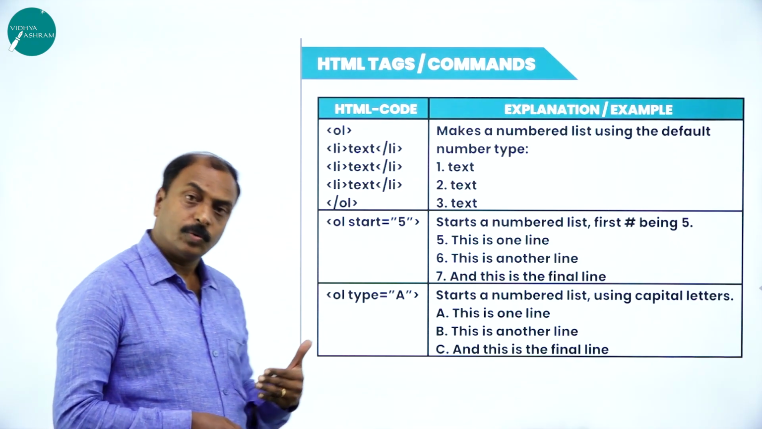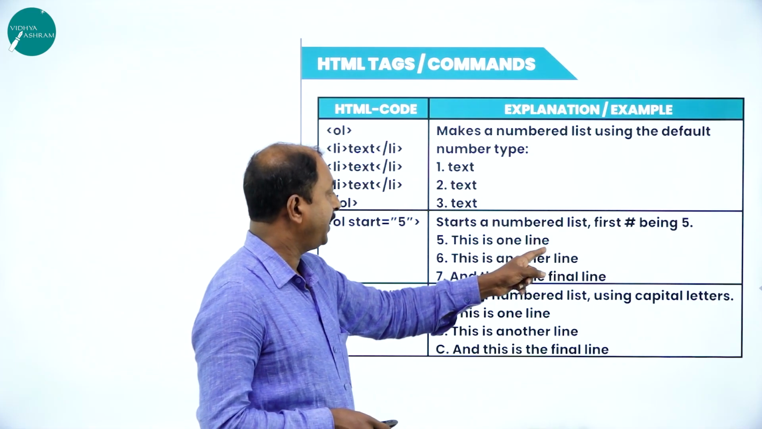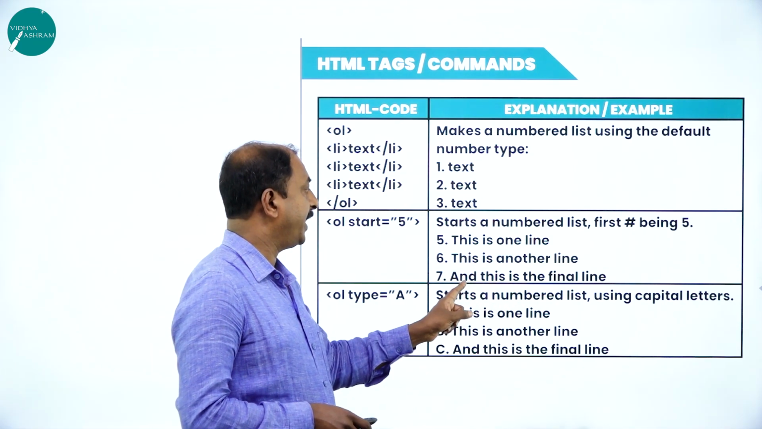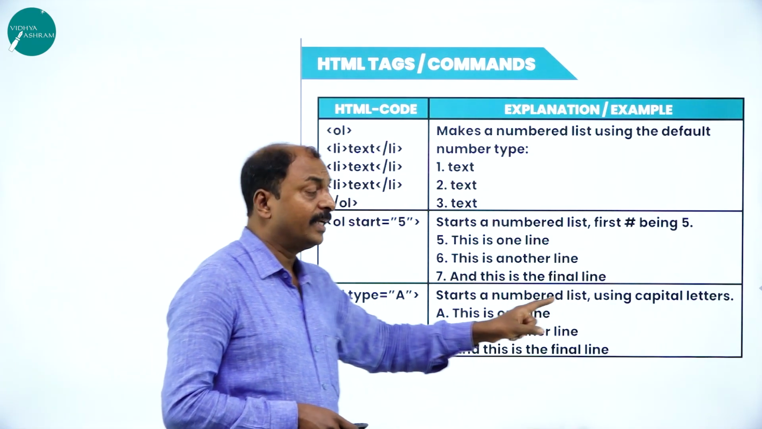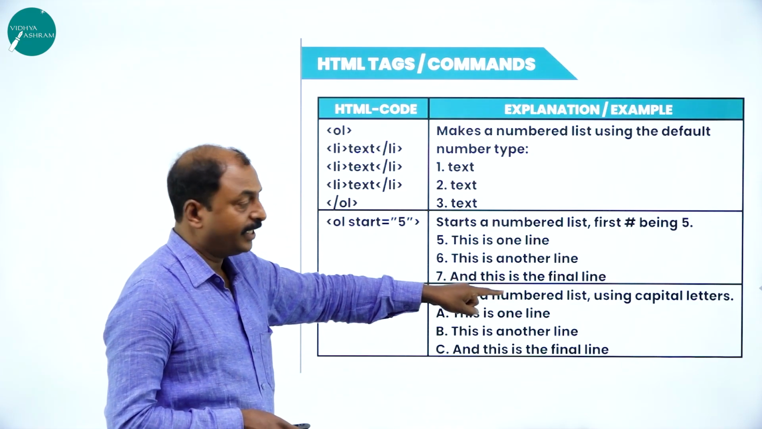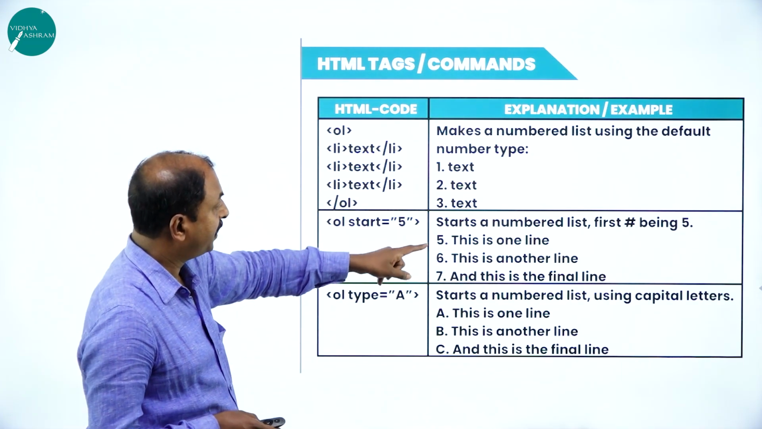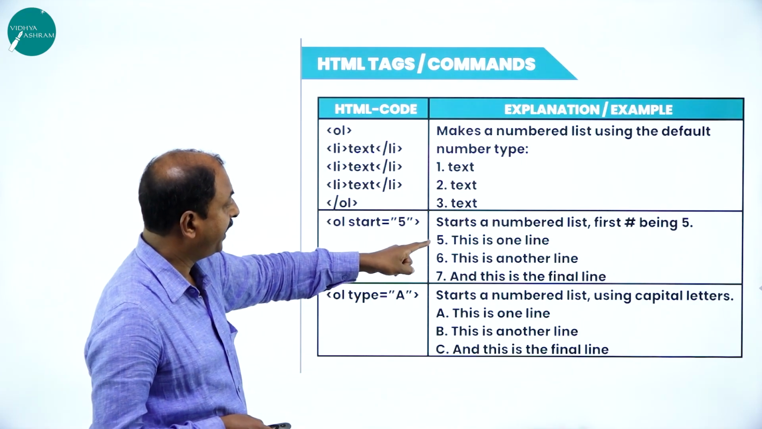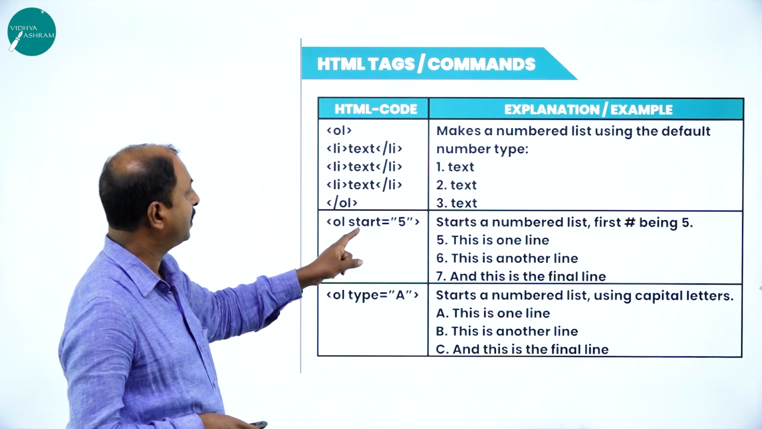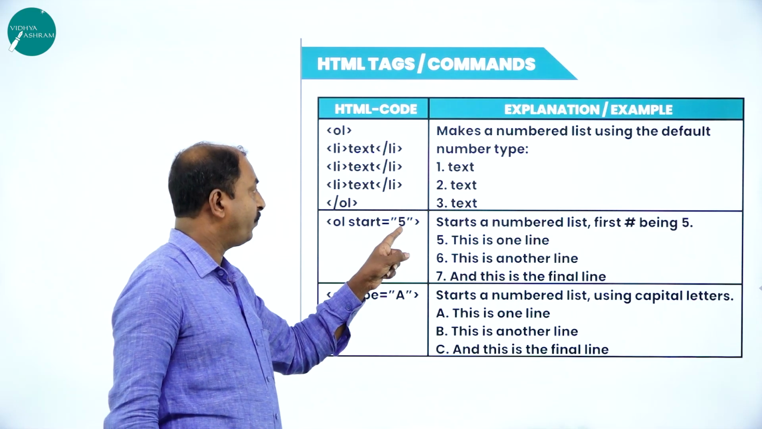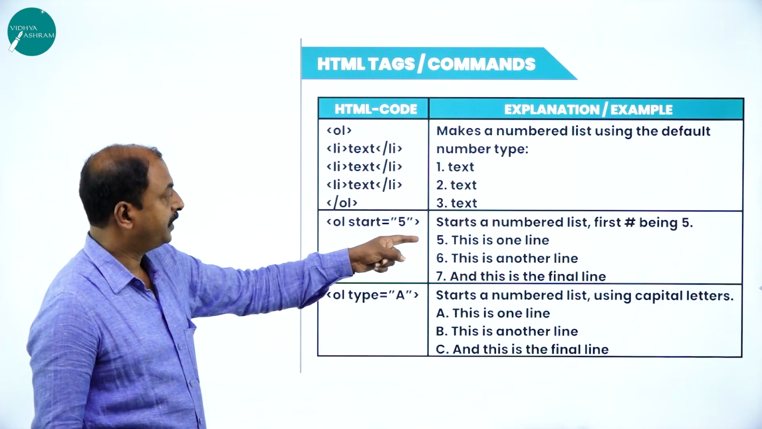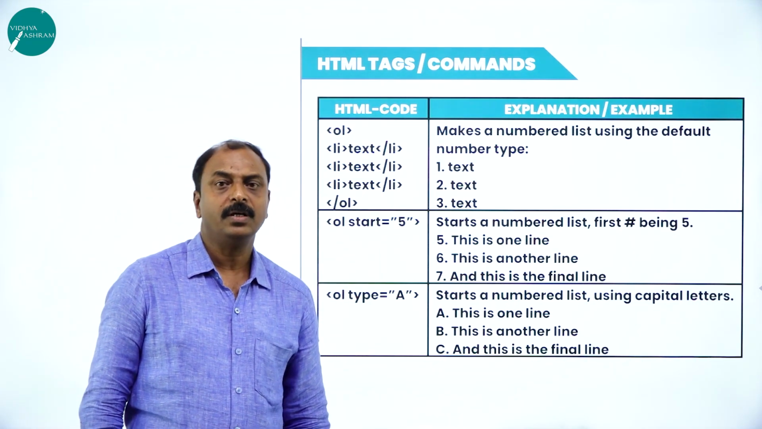Then the output would be: this is one line, this is another line, and this is the final line. These are the list items, and the list starts with number 5, then 6 and 7, because we have used the number 5 as a starting number. This is another example for a numbered list.